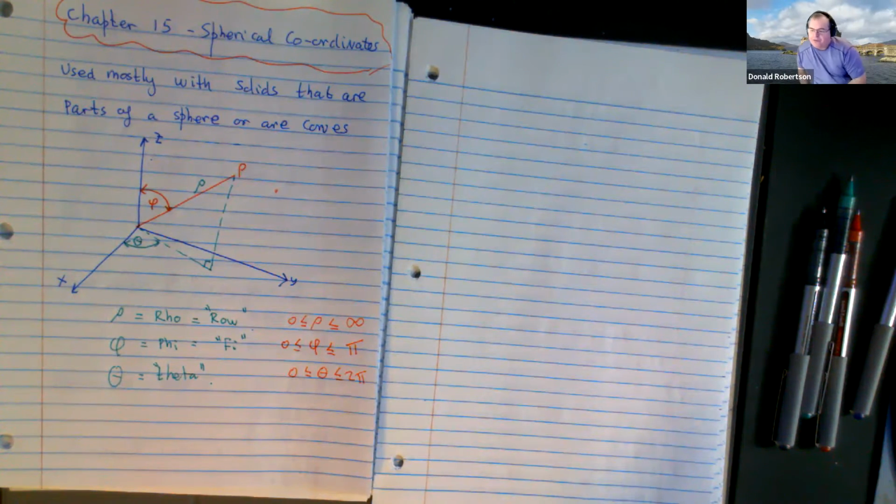Are we good with that naming system for how a point in 3D space can be described by rho, phi, and theta? So far, so good.